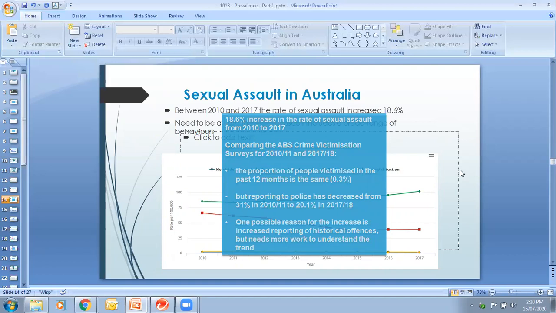Sorry, let me have a look at this again. So the rate has gone up, but reporting to police has gone down. So there could be an increase in the reporting of historical offences. We got to a stage where we had a lot of people reporting because they felt safe to report and they felt supported, but it's now gone down again. And that is reporting what's just happened. So the increase could be that there are a lot more historical offences in there.